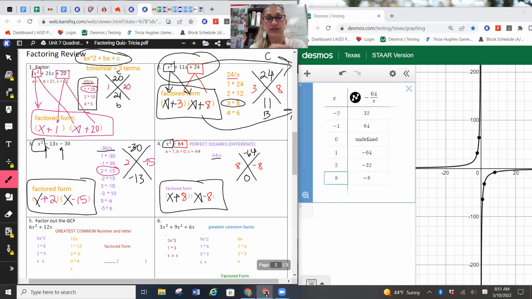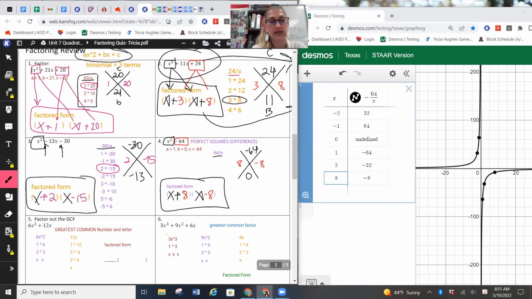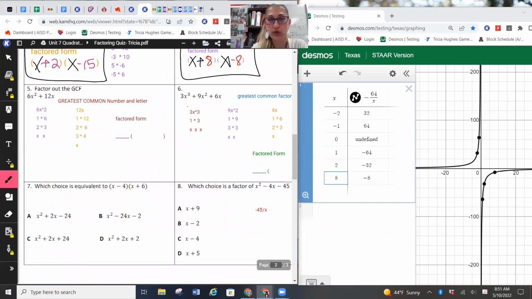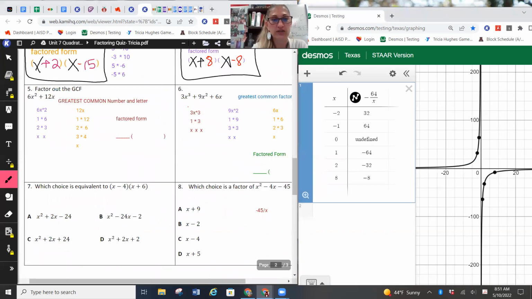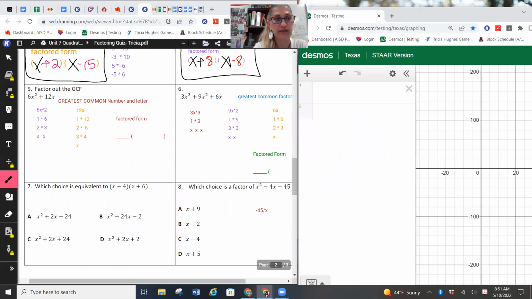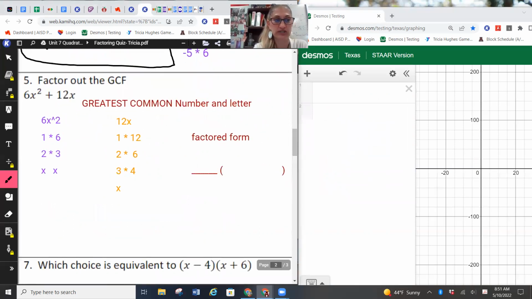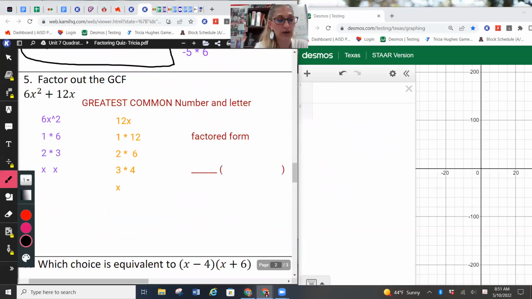The first 4 problems on your quiz use the same strategy. Moving into question 5 and 6, though, those are different. So let's take a look at question 5. Factor out the GCF. We need to find the greatest common factor. So what I've already done is I copied down 6x squared in purple and a positive 12x in orange. And my goal is to find the greatest common factor from each color. And that's going to be what sits right here.